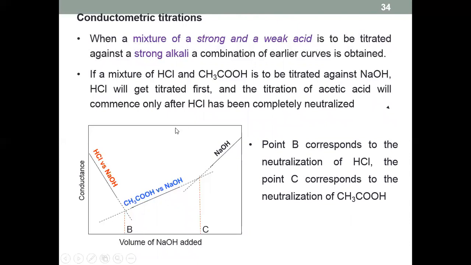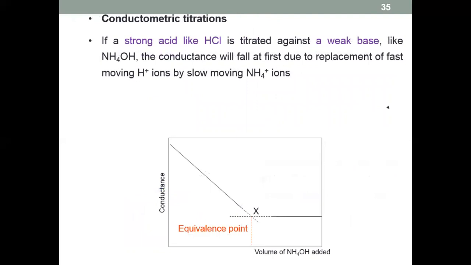So the intersection B refers to how much HCl is there, and from B to C, not from the initial point to C, it refers to how much acetic acid is there in the solution. Okay, now let's consider another case. If you have a strong acid like HCl titrated against a weak base, the profile is such that first it decreases, then becomes constant. Let's try to understand why this happens. HCl, being a strong electrolyte, is 100% dissociated. So HCl is there.